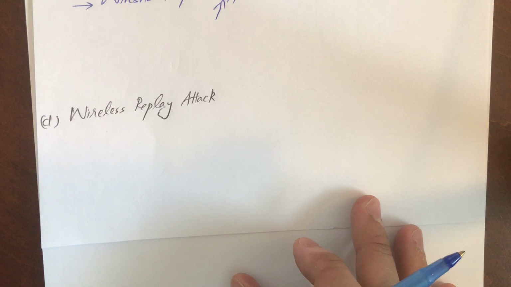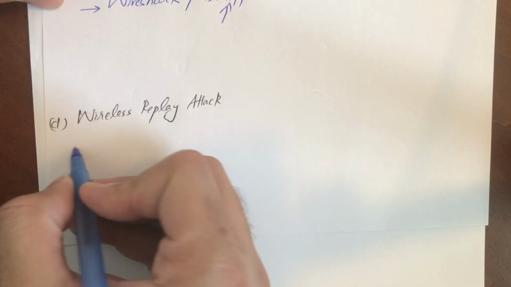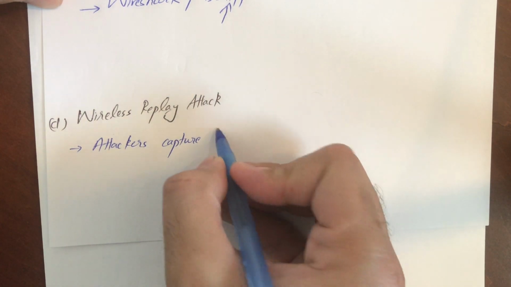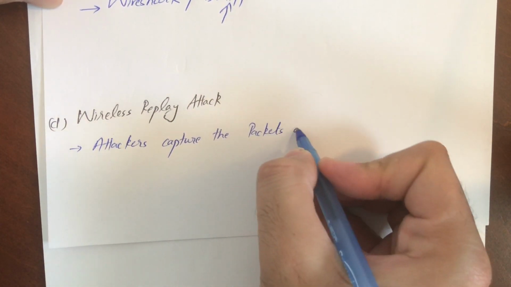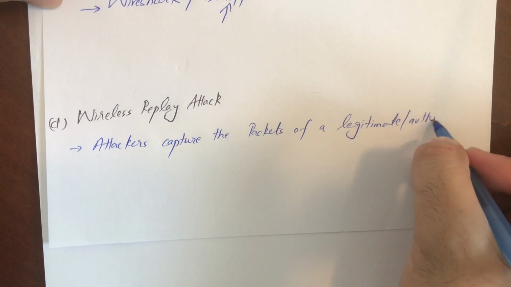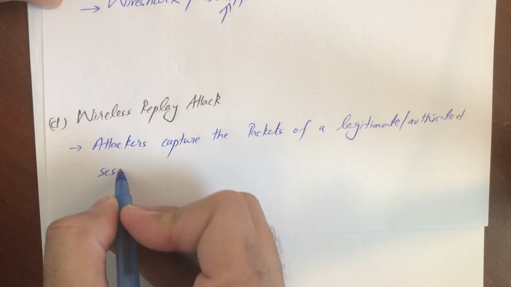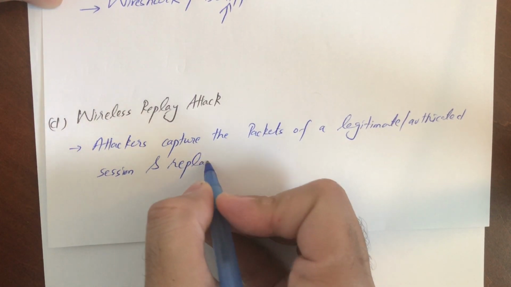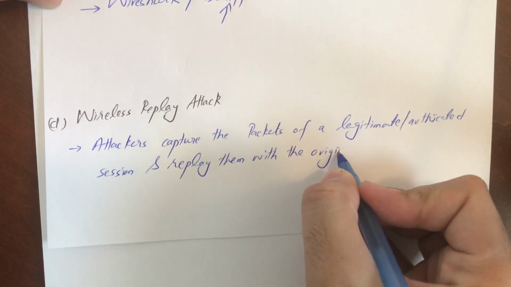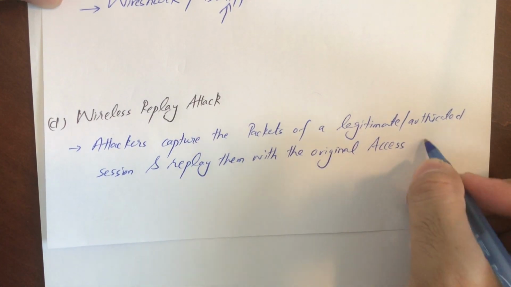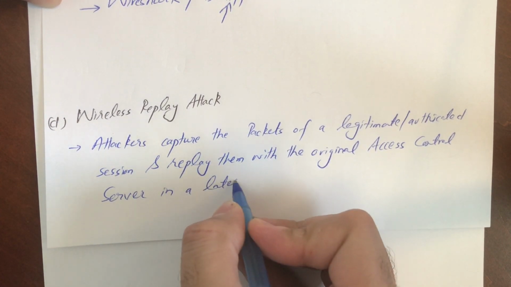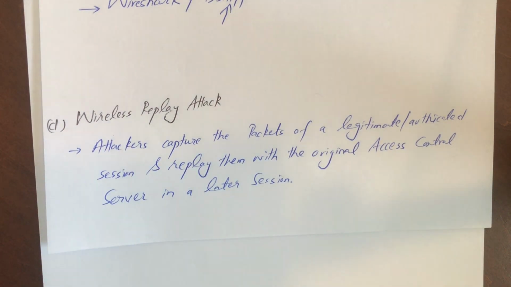Wireless replay attack. Let me tell you the definition, then I'll explain what a replay attack is. In a wireless replay attack, attackers capture the packets of a legitimate or authenticated session and replay them with the original node, you can say access control server, in a later session. This is called a wireless replay attack. Let me explain what a replay attack is.